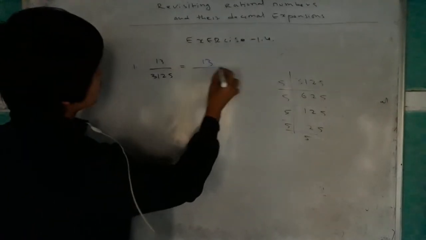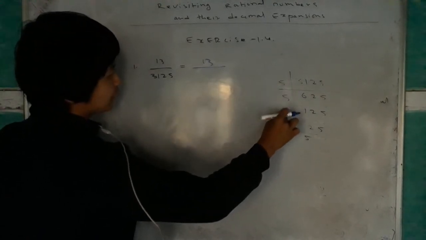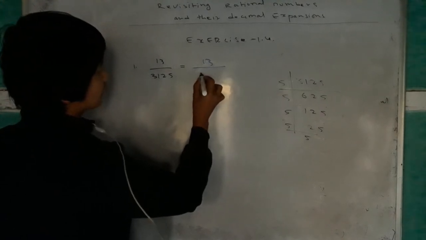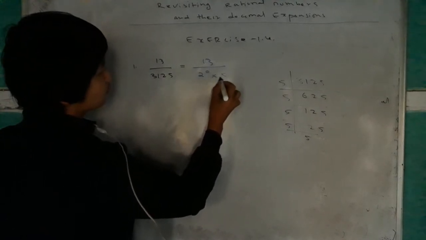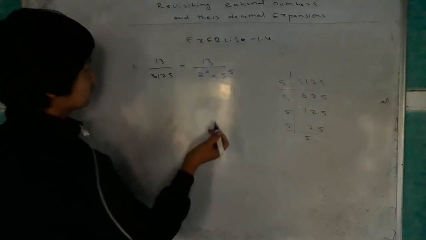Okay, now I have factorized the number, so the denominator can be written as 5 to the power... how many 5s? 1, 2, 3, 4, 5. So I can write 2 to the power 0 into 5 to the power 5.